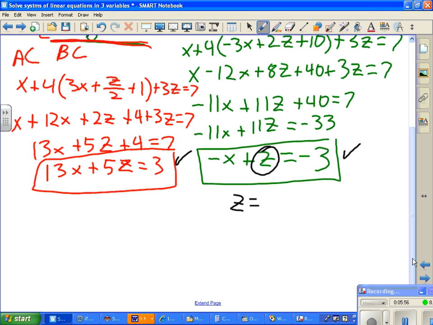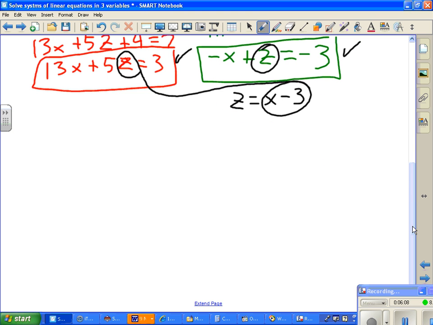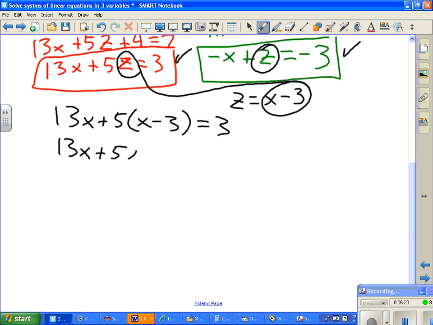So z is going to equal positive x minus 3. I'm going to take this and plug it in for z in this second equation. That's going to give me 13x plus 5 times x minus 3 equals 3. Well, 13x plus 5x minus 15 equals 3. This gives me 18x equals 18. I finish: x equals 1.